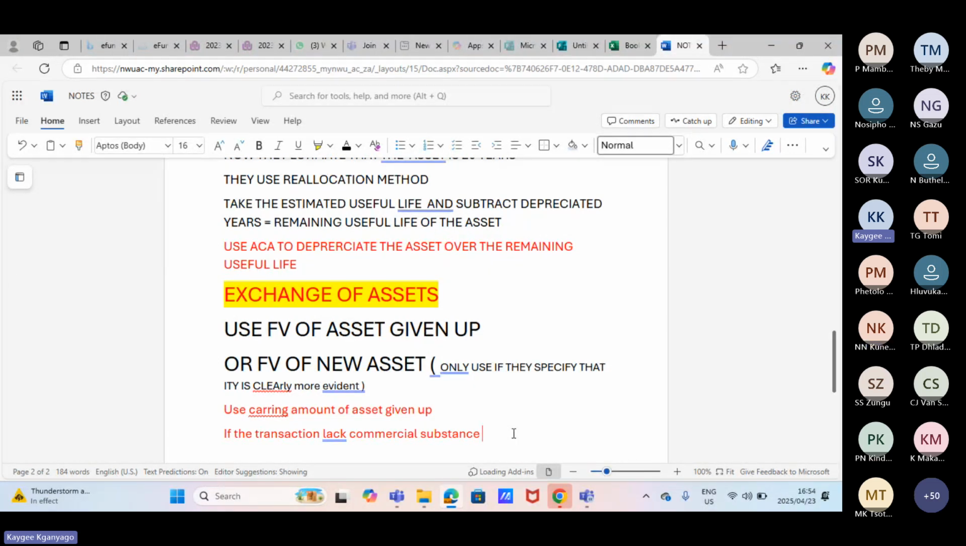Not yet, ne? There is another principle that I must take into account for this carrying amount to be used. I'm not yet done. Again, I said if the transaction lacks commercial substance. And again, I'm not yet done. Ne? And again, fair value of both assets. When I'm saying both assets, I'm talking about both the asset given up and the new asset. If this fair value of those assets cannot be reliably measured.